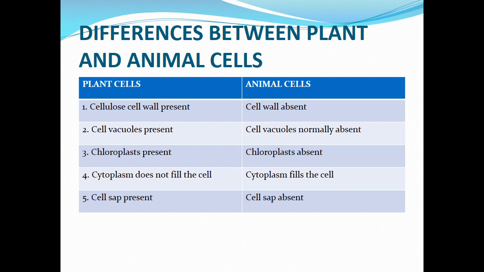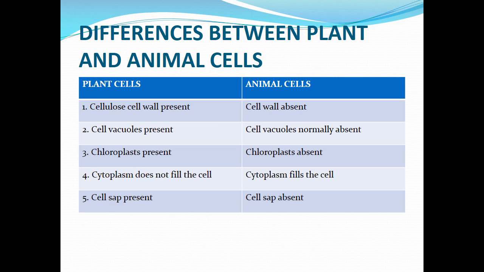Next is the differences between plant and animal cells. Plant cells. 1. Cellulose cell wall present. In plant cells, we see cellulose cell wall. And in animal cells, cell wall is absent. Animal cell does not have cell wall. 2. Cell vacuoles present in plant cells. Vacuoles are present in plant cells, and vacuoles are normally absent in animal cells. So we have vacuoles present in plant cells, and then vacuoles absent in animal cells.